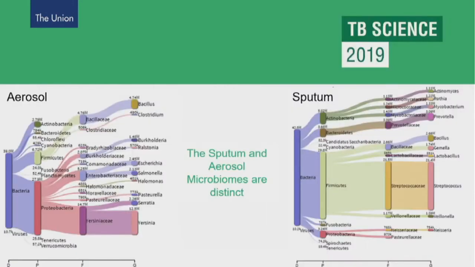Finally, we looked at the microbiome of these patients. The great thing about RNA-seq was we could look at all of the bacteria, and that allowed us to get a better taxonomy, or have more confidence in our taxonomy assignment, rather than just basing it on 16S DNA. This is the composite microbiome for sputum and aerosol, and I hope you can see that we think it is distinct.